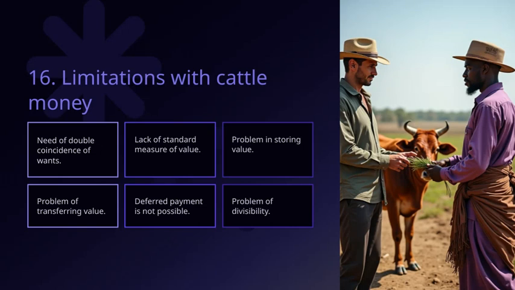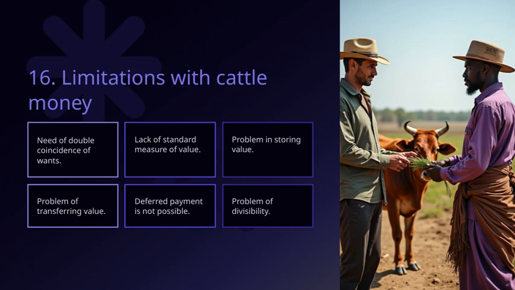Let's talk about some of the fundamental problems with cattle money. First, there's the issue of divisibility. Cattle can't be easily divided into smaller units, which makes transactions complicated when dealing with smaller amounts. Next, storing value is a challenge because cattle require specific conditions to keep alive and healthy, making them less practical for saving over time. Deferred payment also becomes problematic, as you can't easily agree to pay later when the value isn't easily divisible or storable.